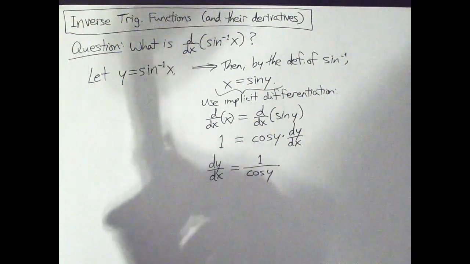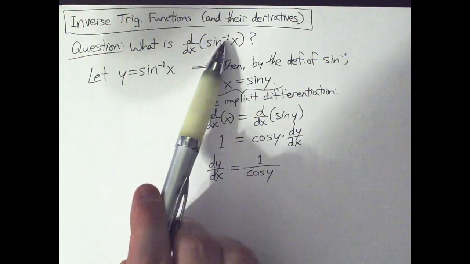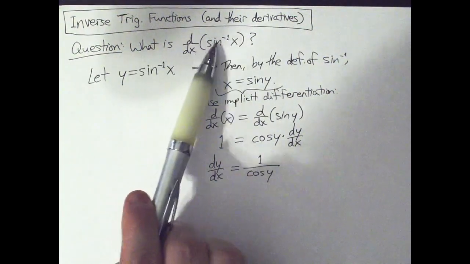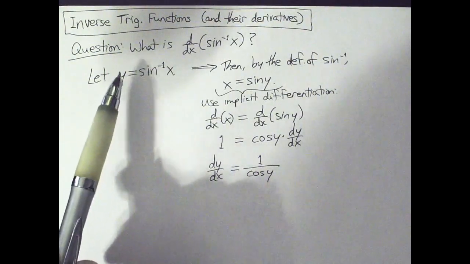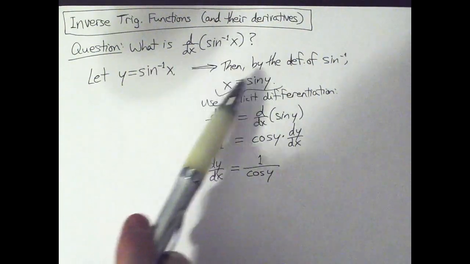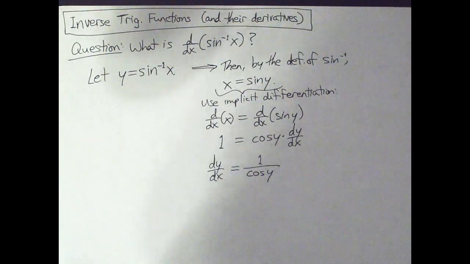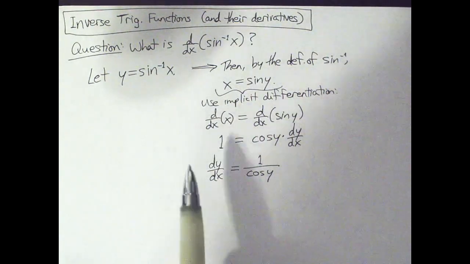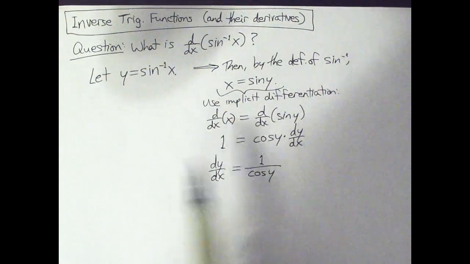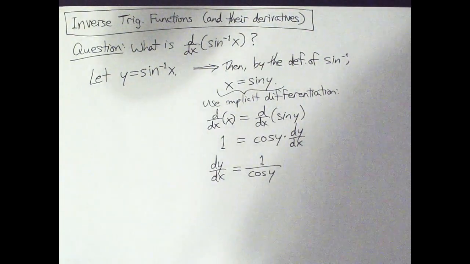Do you see the similarity to the logarithmic lesson? We want to find the derivative of something that we know is an inverse function. So we use the definition of inverse to rewrite it in this way, and then we apply implicit differentiation. We finished the implicit differentiation part. I'm not putting a box around this yet, though.